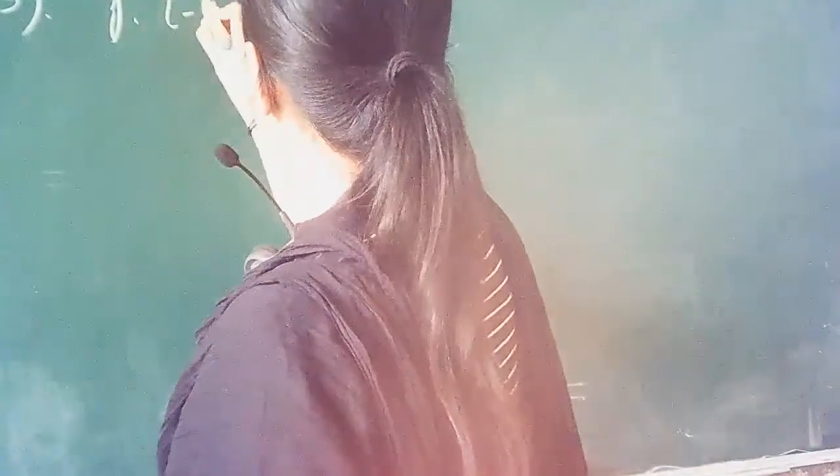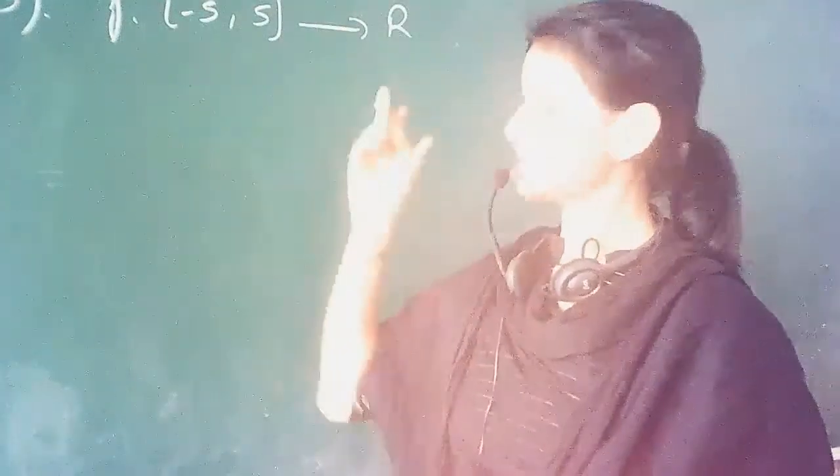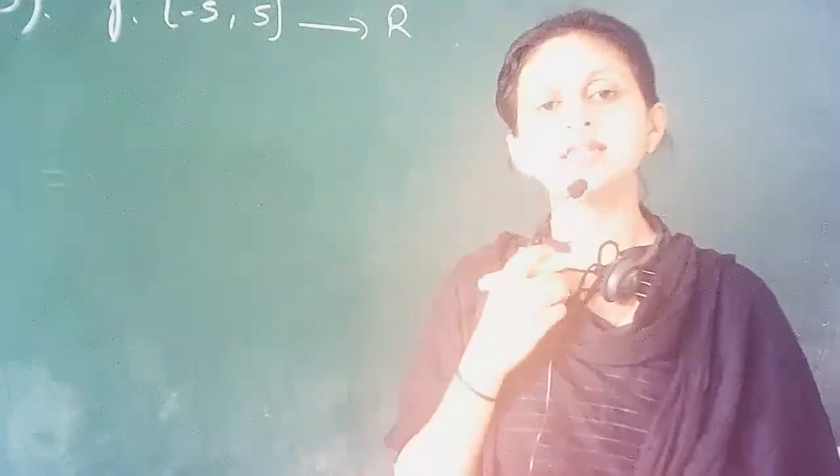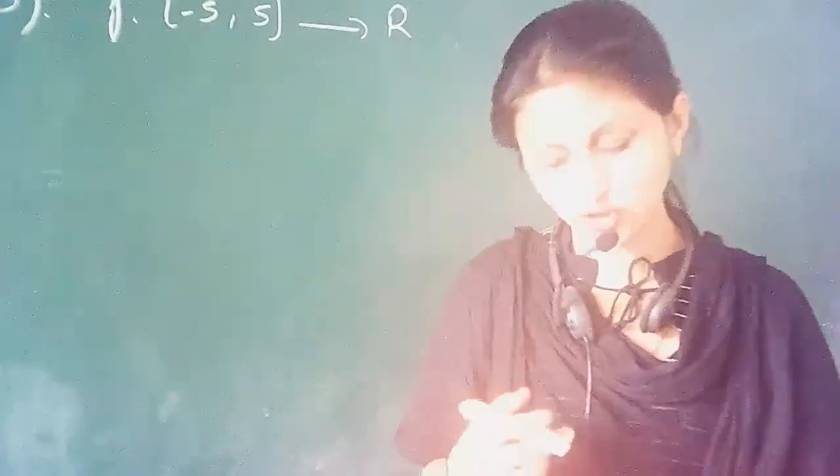What is the third question? If a function f from the closed interval minus 5 to 5 to R is a differentiable function, and if f dash of x does not vanish anywhere, then prove that f of minus 5 is not equal to f of 5. See what all things are given, students. First of all, they have given us the function f whose domain is the closed interval minus 5, 5 and whose range is the set of all real numbers. Secondly, they have given us that it is a differentiable function.